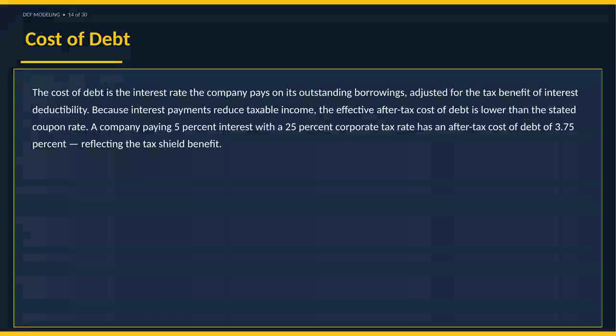of interest deductibility. Because interest payments reduce taxable income, the effective after-tax cost of debt is lower than the stated coupon rate. A company paying 5% interest with a 25% corporate tax rate has an after-tax cost of debt of 3.75%, reflecting the tax shield benefit.